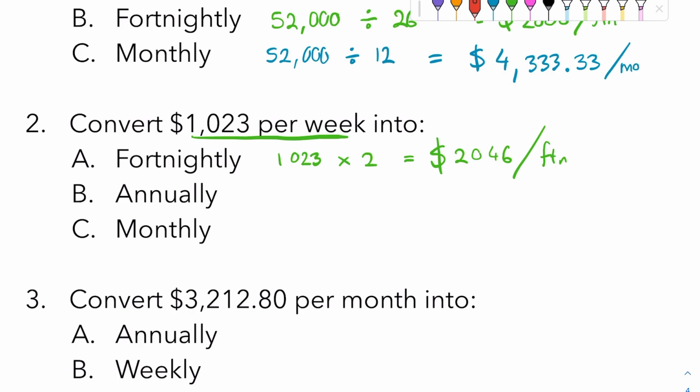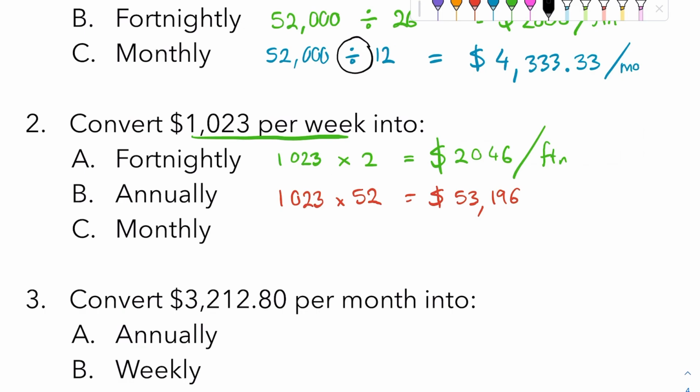To do an annual conversion here, how many weeks are there in a year? There should be 52 weeks in a year. So there's my money, and I do this calculation times by 52 weeks. I should get an answer of $53,196.